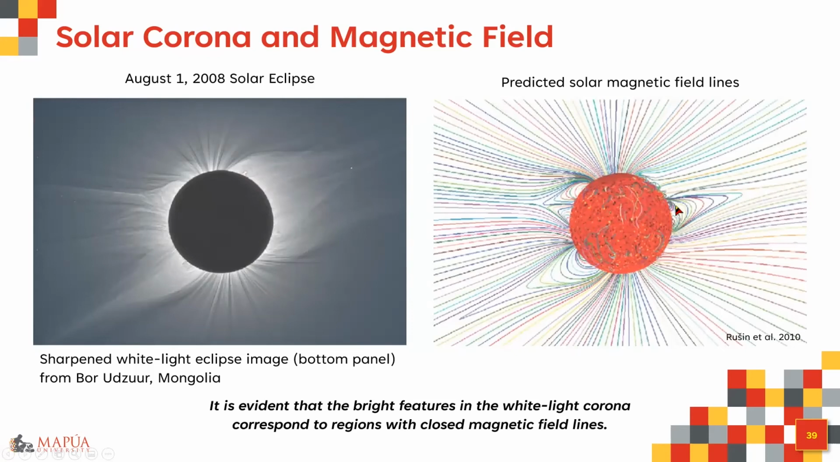So this is your dipole components. And then you have your neutral sheets, which correspond to this region. We can actually observe this because these are emissions from the plasma that is trapped within these magnetic field lines.